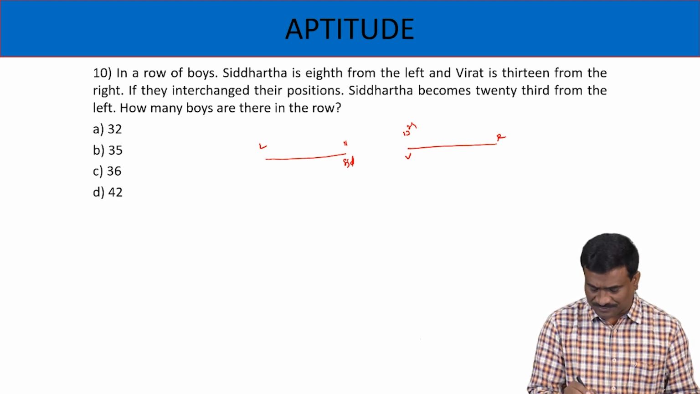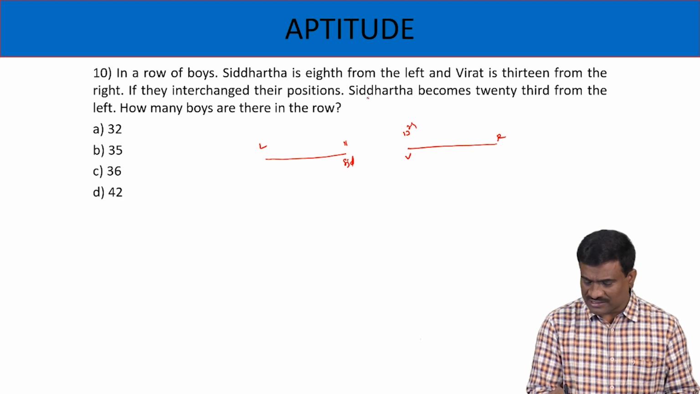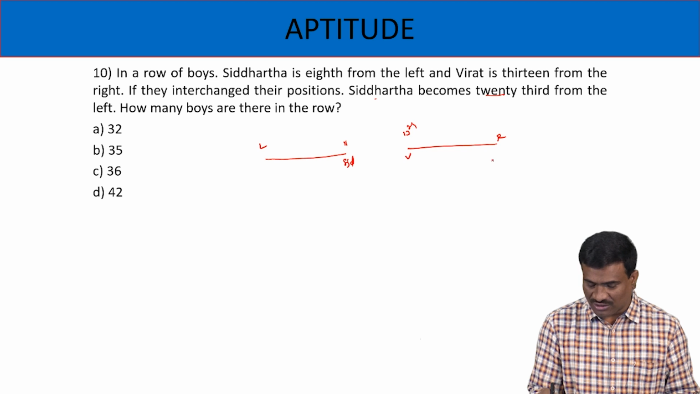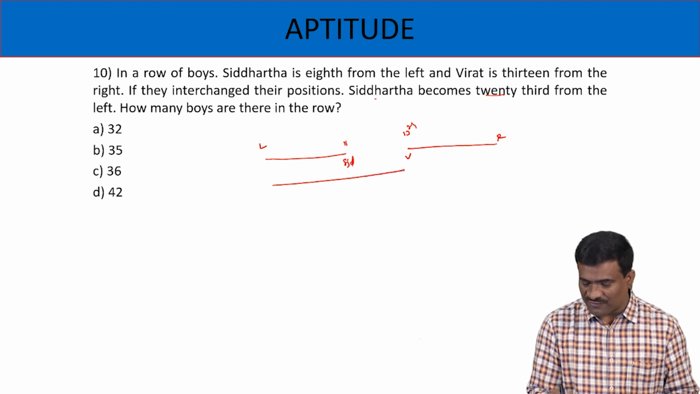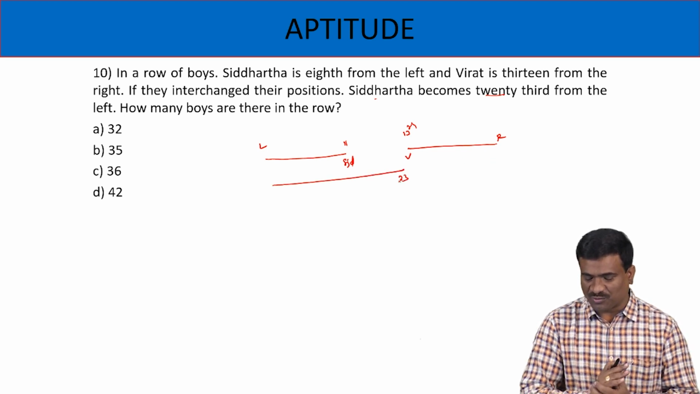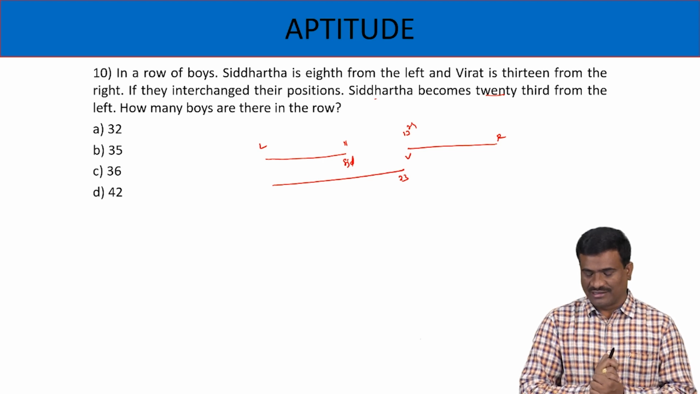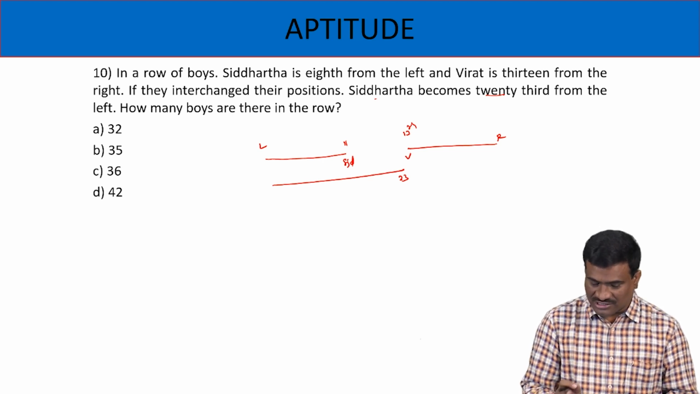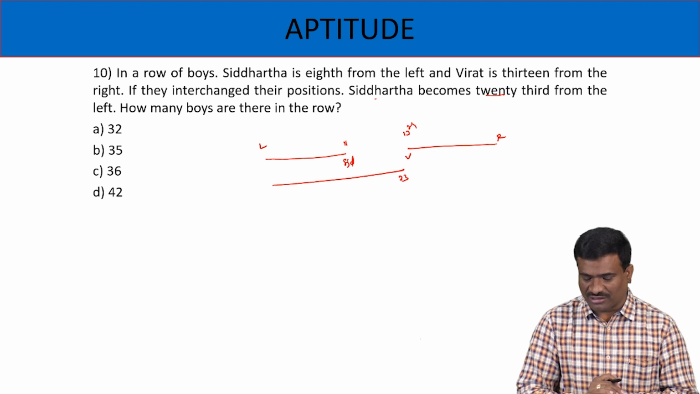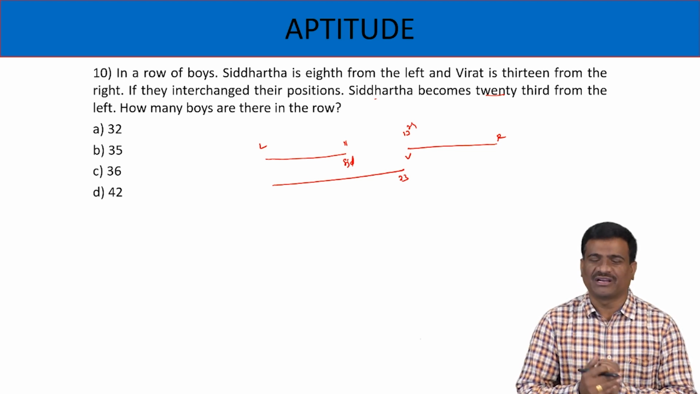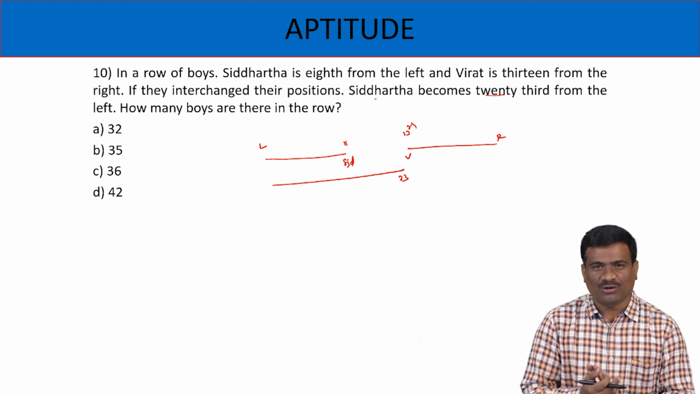Next part: Siddhartha becomes 23rd from the left. Left 23rd position. Next, how many boys are there in the row? The method is easy, but here is the concept example.